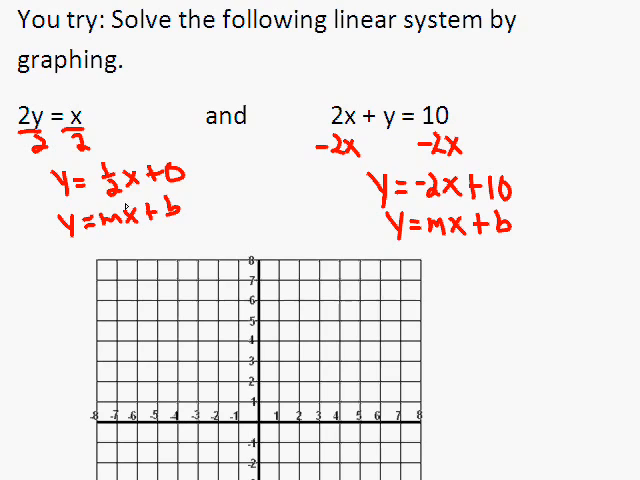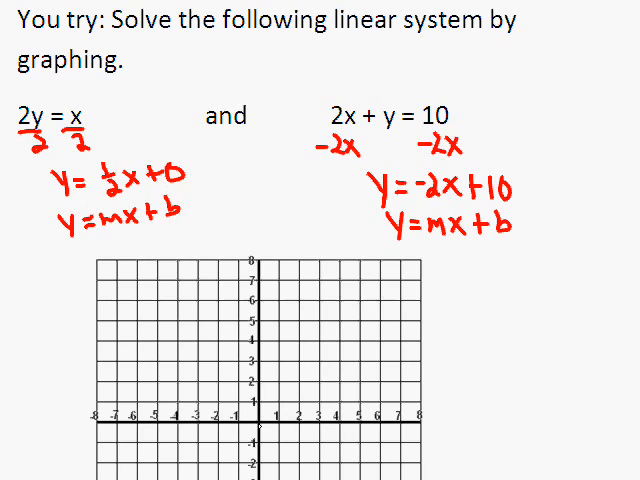Alright, solving the first equation, I got y equals 1/2 x plus 0. I wrote the plus 0 so that I could have a y-intercept. Since there was no y-intercept listed, it's understood, again, to be 0. For the second equation, I got y equals -2x plus 10. Then you plot both equations.